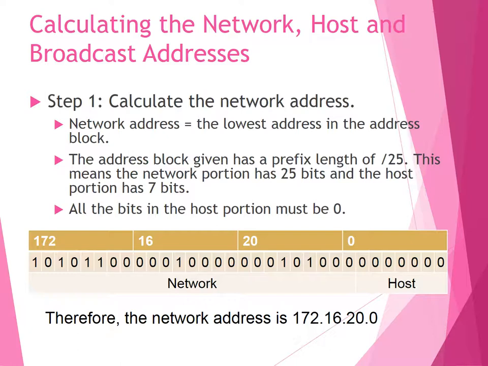This means the network portion has 25 bits and the host portion has 7 bits. All the bits in the host portion must be 0, which gives 172.16.20.0, as also shown in the binary network portion and host portion. Therefore, the network address is 172.16.20.0.